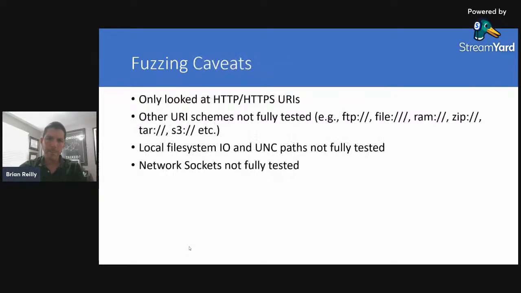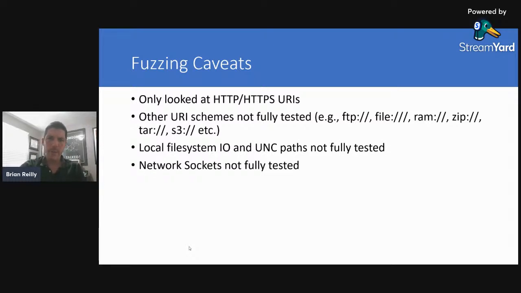I will also mention a couple of caveats here. Primarily when I was doing my testing and my fuzzing, I really was just looking at HTTP, HTTPS URLs. ColdFusion can support lots of other URL schemes, so things like FTP and file and tar. Those could also be ways that you could probably do things as well. But again, just for quick testing, mainly focused on web.